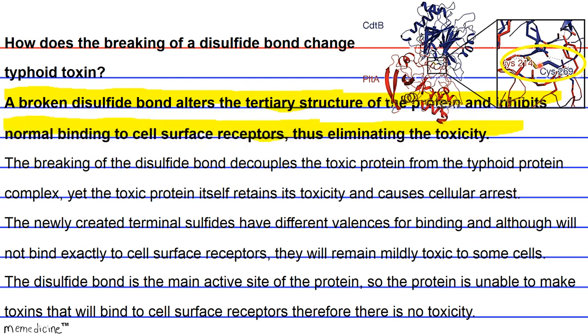So a broken disulfide bond alters this tertiary structure that you see here. Now this was mentioned in the review list for the MCAT as prescribed by the AAMC. You had to know the importance of tertiary, quaternary, primary, and secondary structure. So it disrupts the tertiary structure of the protein and inhibits normal binding to cell surface receptors, thus eliminating the toxicity. Okay, this is pretty self-explanatory. Everything else is just way too wordy and way too incorrect, right?